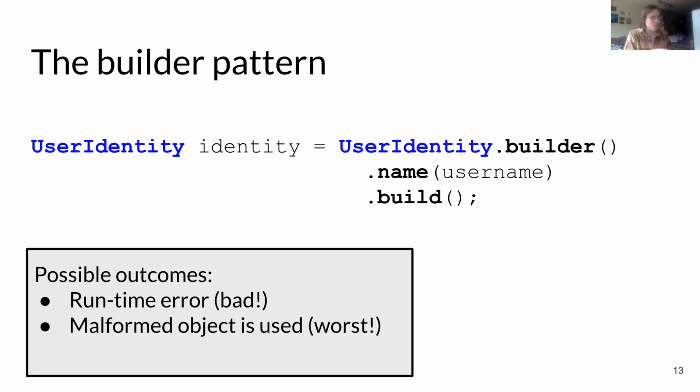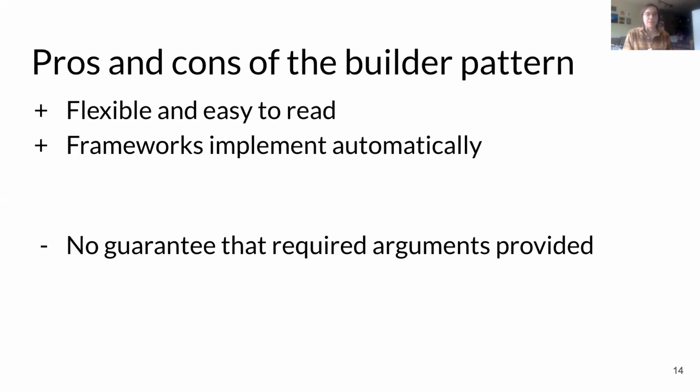But in the worst case, there's no such check. And we call build, and all appears to be well. But later on down the line, the fact that there's no ID causes some other problem. And in the worst, most serious cases, including some that we'll evaluate later, this can cause a security vulnerability because of some missing information. So that shows us the big downside of the builder pattern.